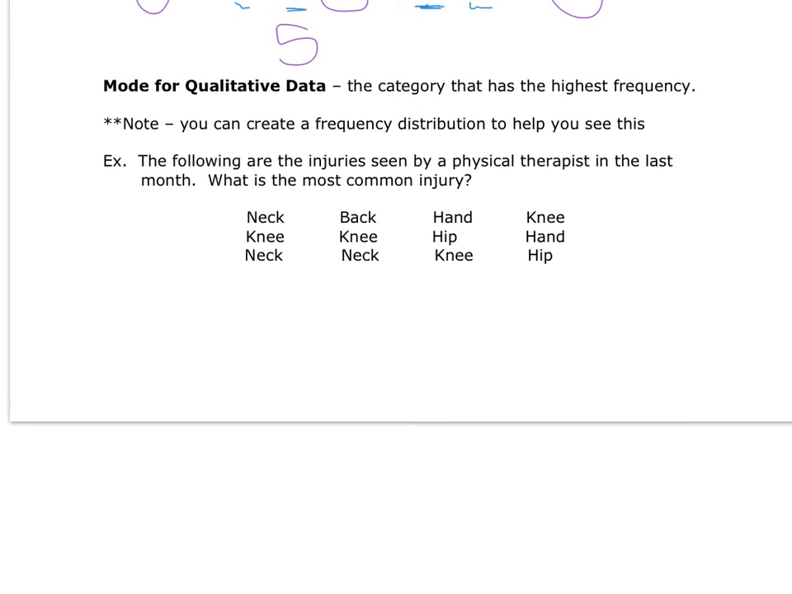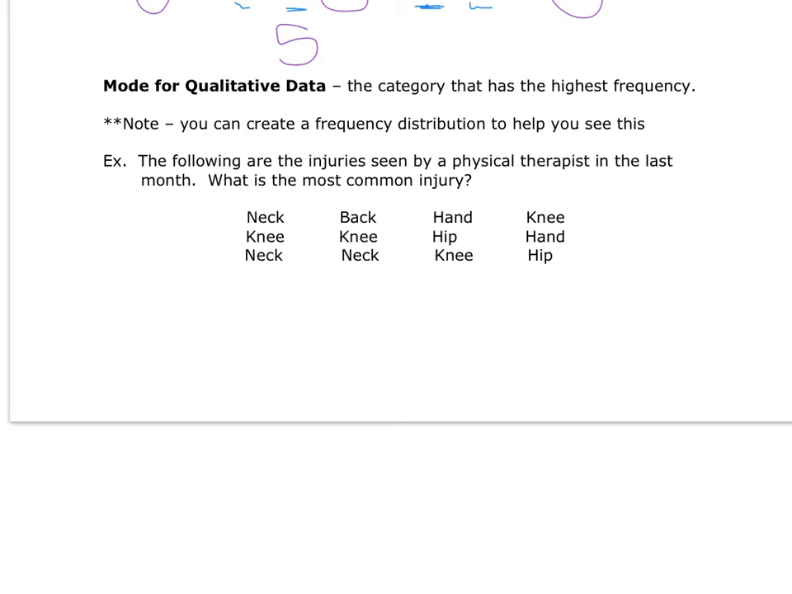So mode for qualitative data, things that are in categories, is the category with the highest frequency. If we have a frequency distribution and we found our categories and our frequencies, then we can very easily see that. If we have a larger set of data, you might want to make a frequency distribution. Okay, so I want you to try this next example.